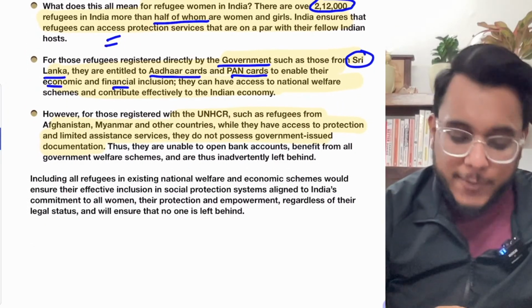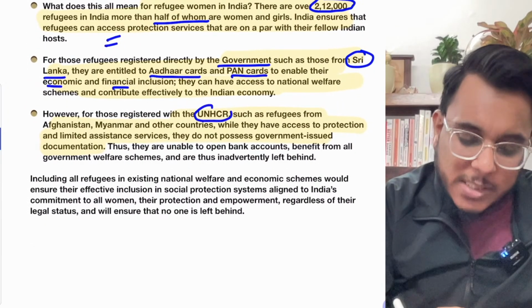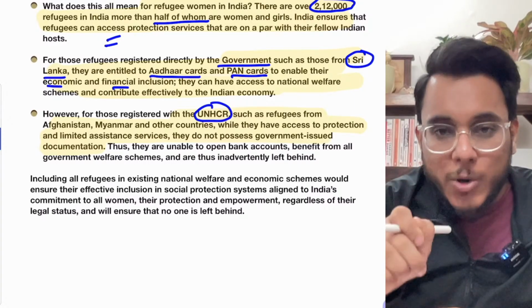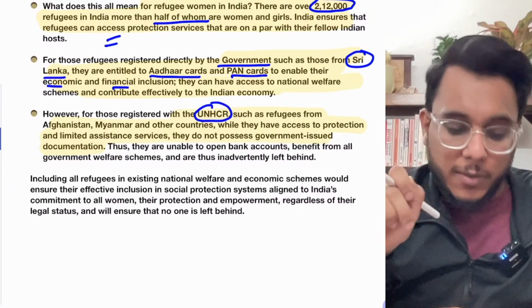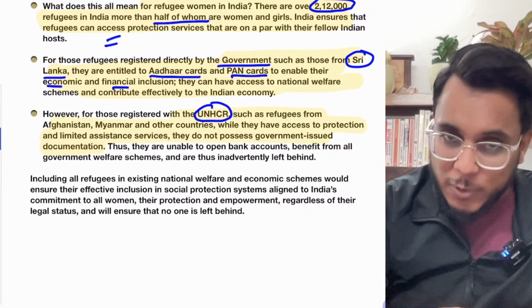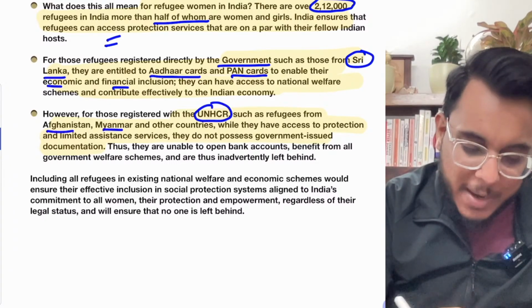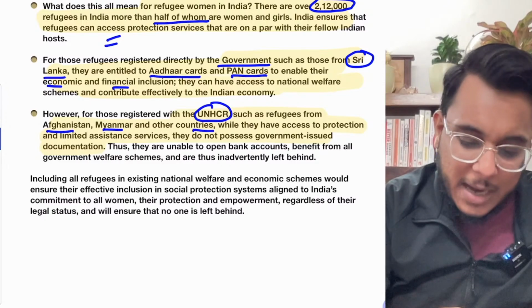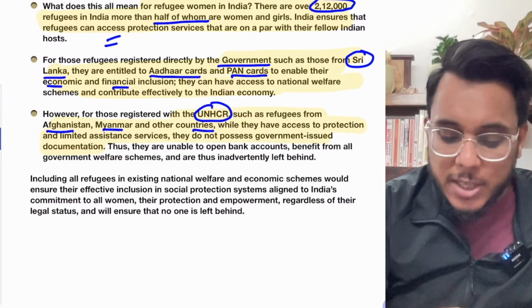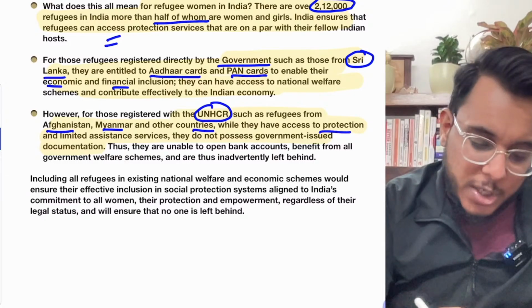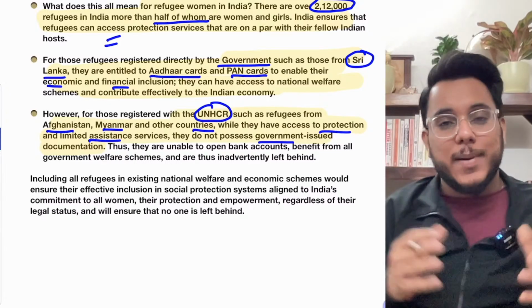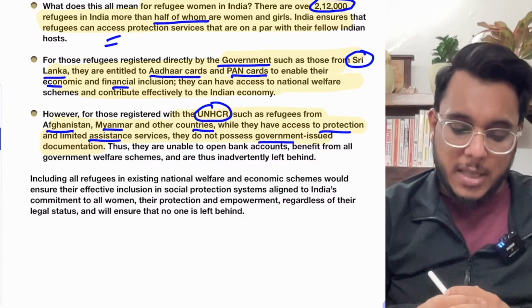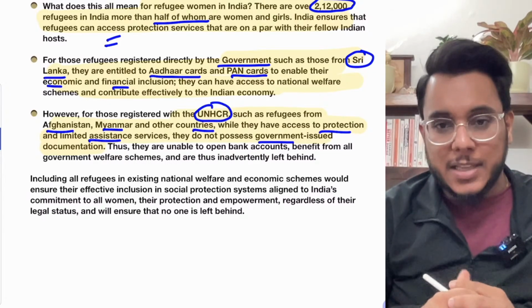Then, guys, there are other refugees who are directly registered with the UNHCR. The UNHCR stands for United Nations High Commissioner for Refugees. Now the refugees who have come from Afghanistan, Myanmar, and other countries have been registered with the UNHCR, and they have access to protection and limited assistance. Though they do not possess government documents, they have still been given large protections.